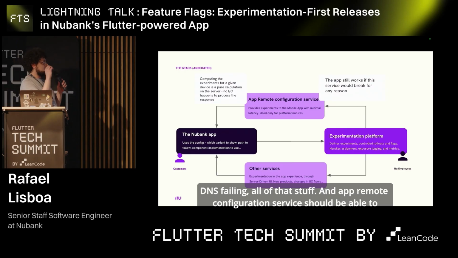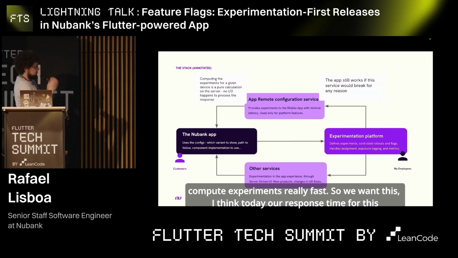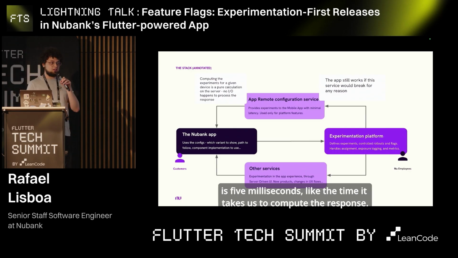And the app remote configuration service should be able to compute experiments really fast. I think today our response time for this is 5 milliseconds, the time it takes us to compute the response.